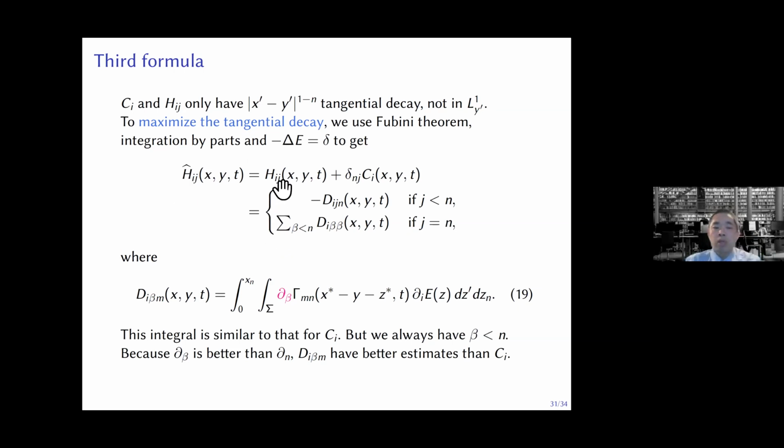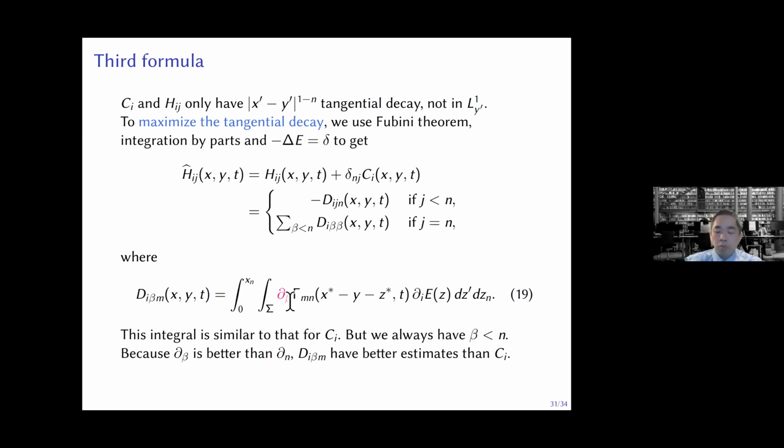The last 2 terms combined are called Hij hat. And then we had to do a few changes. It turns out to have these 2 formulas depending on whether or not j is less than m. And then Dij beta m is defined to be this integral. This integral is very similar to the integral for Ci. The only difference is that this derivative here is in beta, and this beta is always less than n.